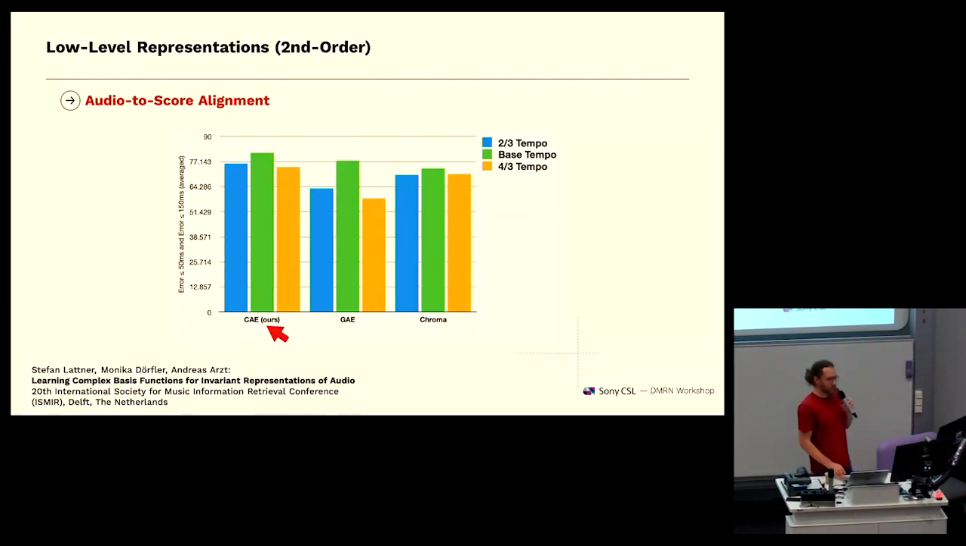So for example, in audio to score alignment, the technique that is used is that you render a MIDI file into audio and then you perform an alignment between two audio files using dynamic time warping.